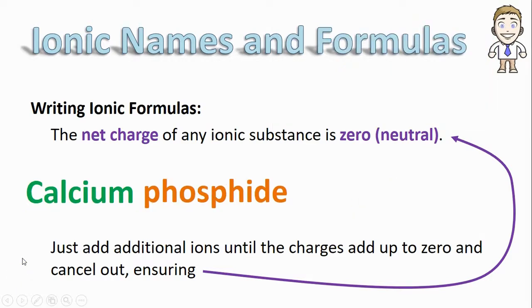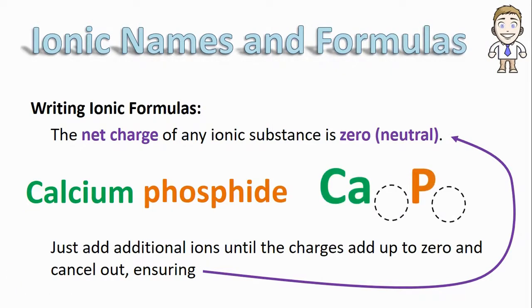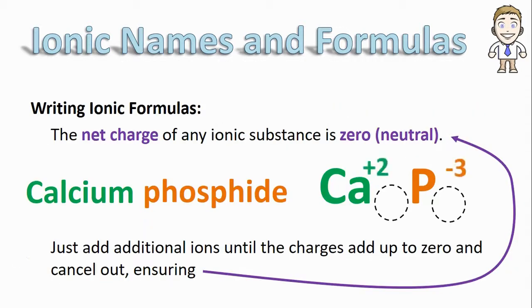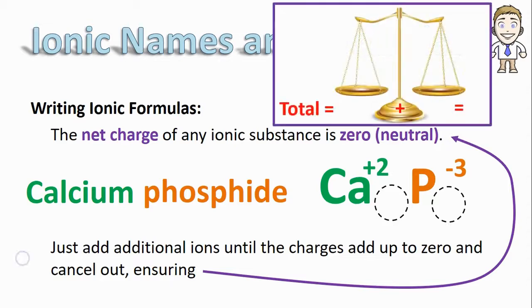And finally, let's try calcium phosphide. Symbols first, Ca and P. Charges second, calcium is a +2, phosphide is a -3. On the scale, you should see that a +2 does not balance out a -3. You might also notice these numbers are a little bit trickier. Let's just try adding a second calcium. Now it's a +4, still doesn't balance that -3. What about a second phosphorus?